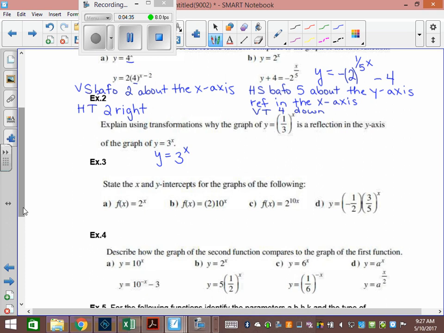Now 1/3 I can write as y equals 3 to the what? Negative 1 x. What happens when I have a negative in front of the x? It's a reflection in the y-axis.